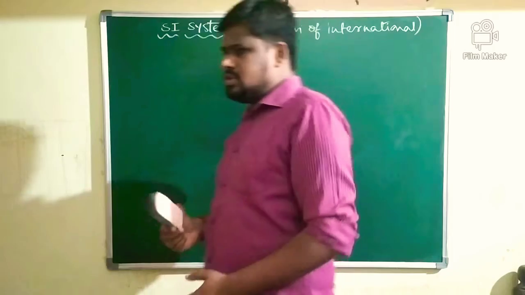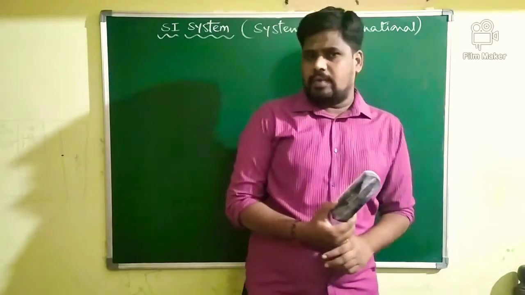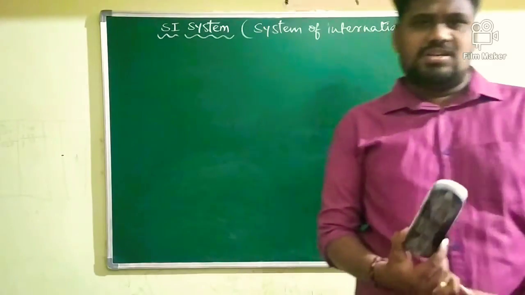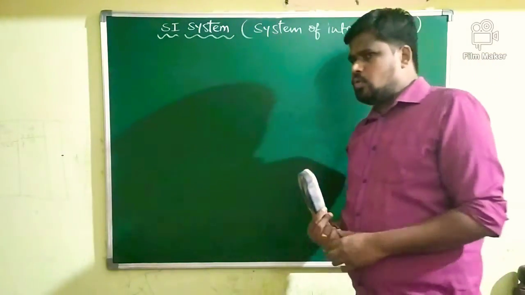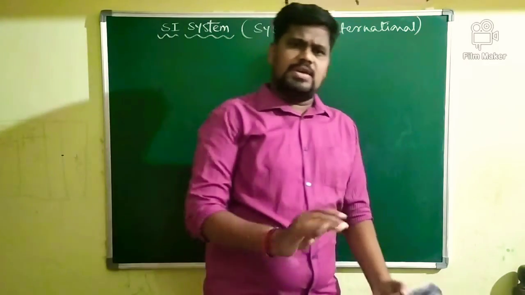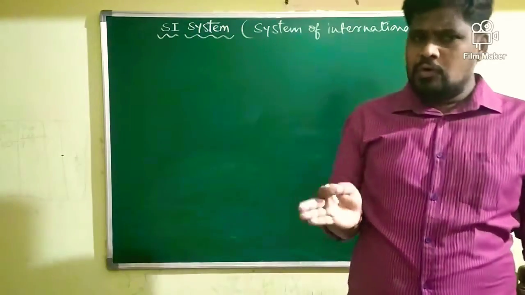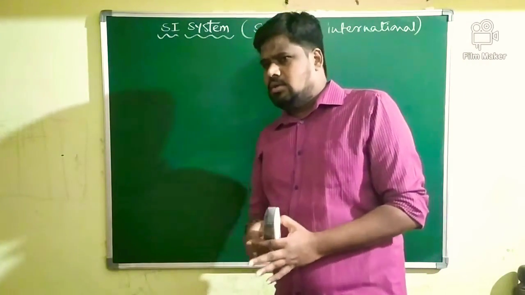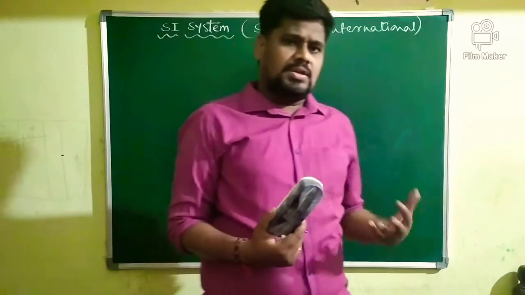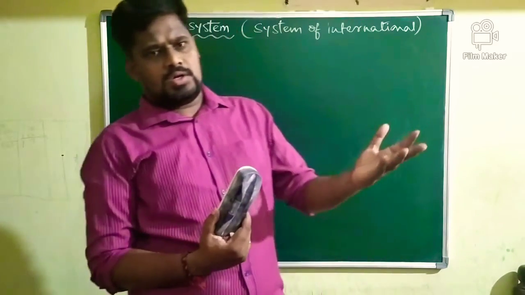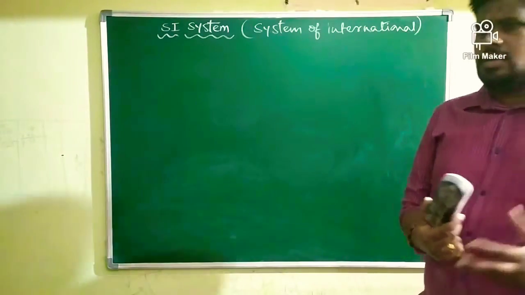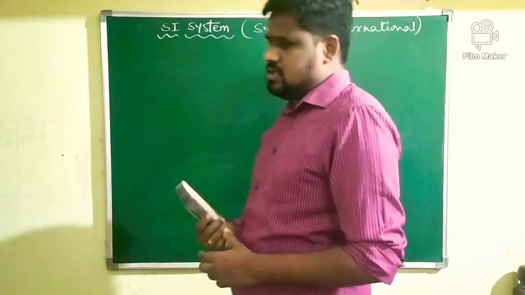Before this, we studied three frequently used systems of units. One was the CGS system. Next comes what? The FPS system. The third one is the MKS system. Before 1960, people were frequently using these three systems of units: the CGS system, the FPS system, and of course the MKS system.